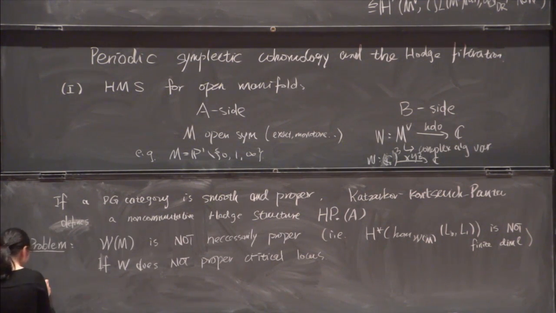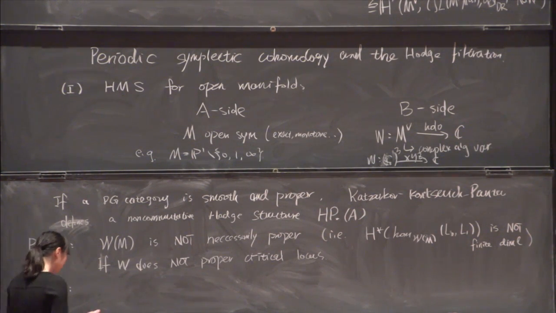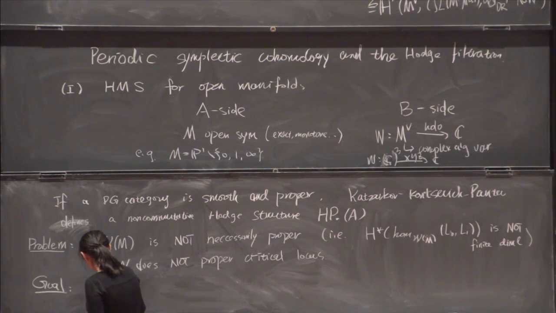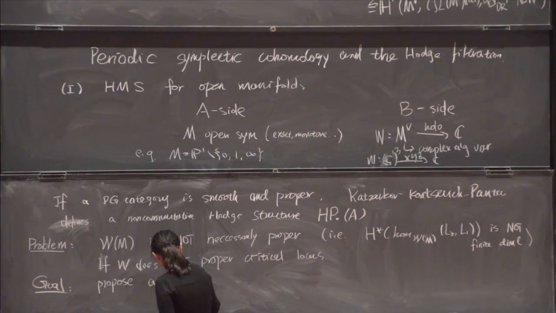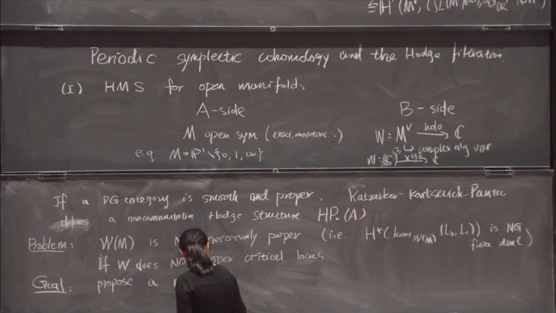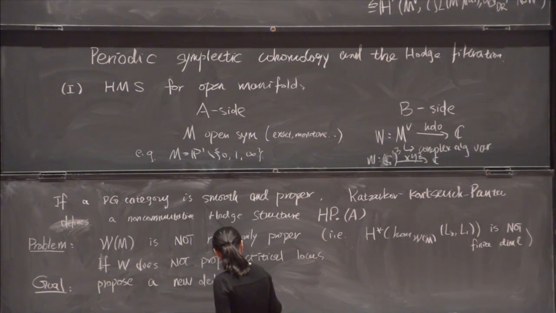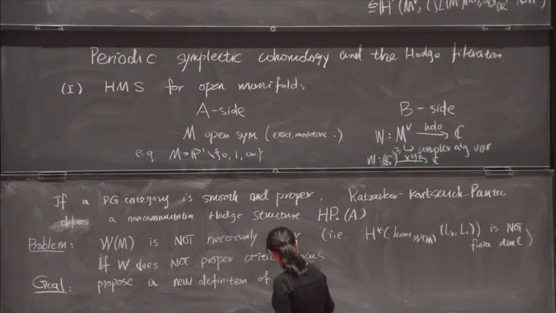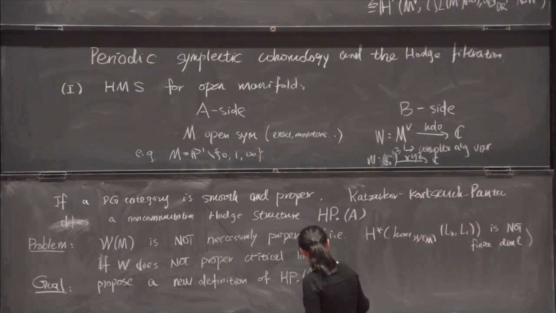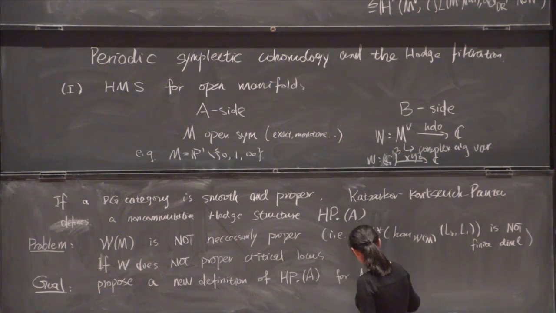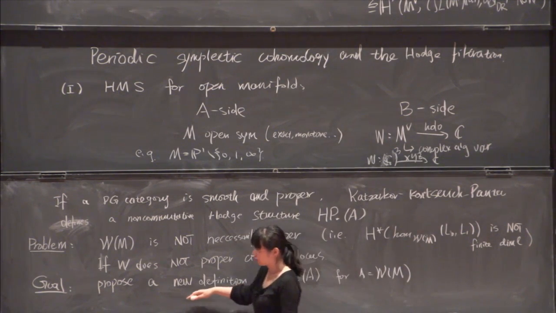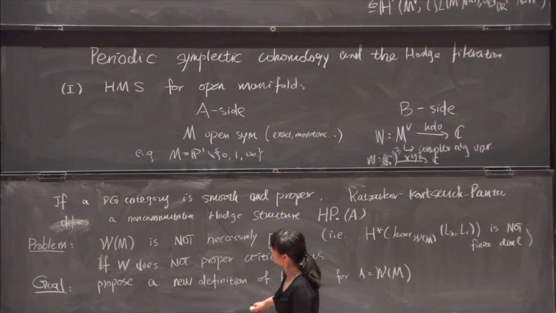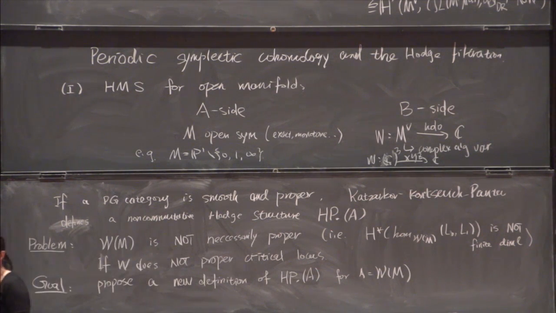Okay, so the goal of this talk is just to tell you that I'm going to propose a new version or new definition of this periodic cyclic homology for A equal to the wrapped Fukaya category of M, which might have good properties. I'm going to explain it more. This is just motivation. Okay.